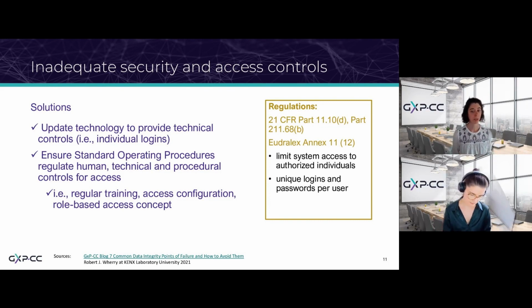A good example of a human control would be regular trainings for your people, so that they understand what the access controls are and why they're important. A technical control example would be the access configuration, and a procedural control example would be your role-based access concept that provides the whole framework for what the technical specs are built around.